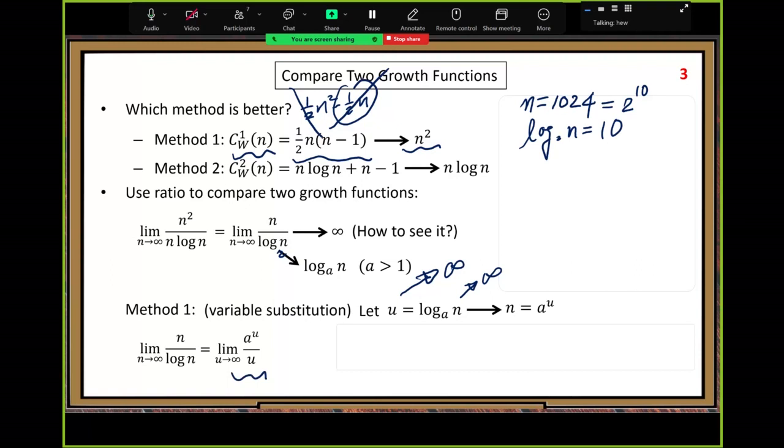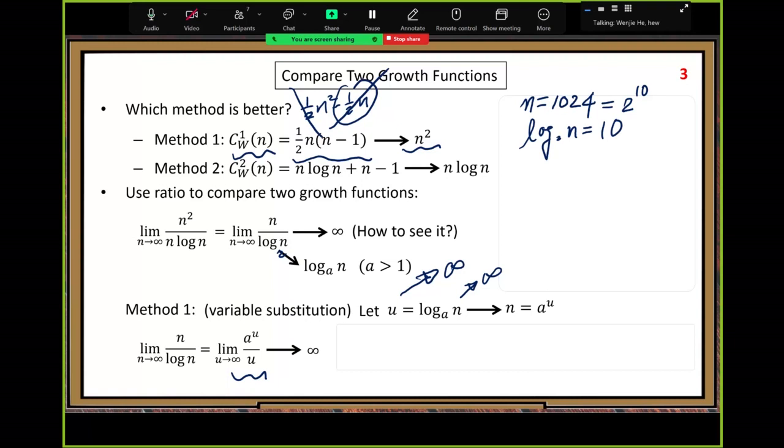This time, the numerator is an exponential function, a to the u, with a greater than 1. The denominator is u. We know it's a special polynomial. So in the numerator, you have an exponential function. In the denominator, you have a polynomial.